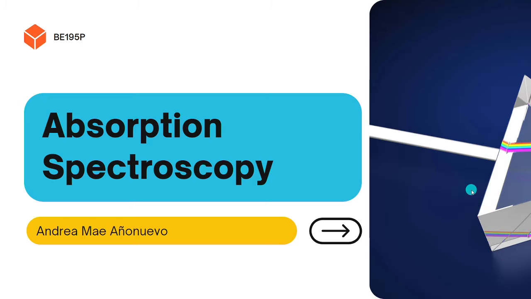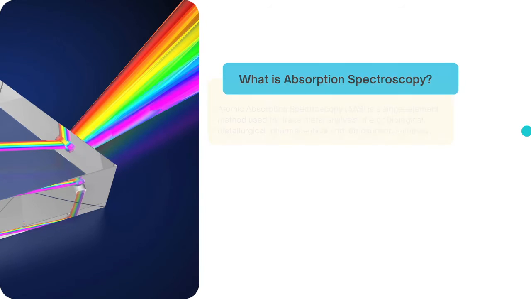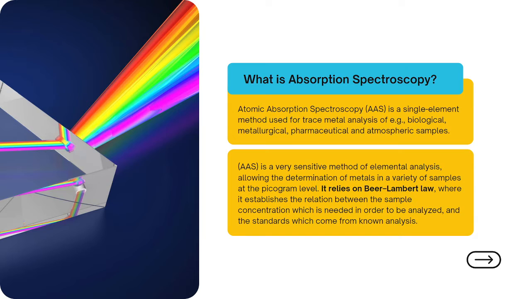So first, what exactly is absorption spectroscopy? Absorption spectroscopy, or AAS, is a single element method used for trace metal analysis of biological, metallurgical, pharmaceutical, and atmospheric samples. Spectroscopic determination of atomic species can only be performed on a gasified sample in which the individual atoms such as silver and aluminum are well separated from each other.